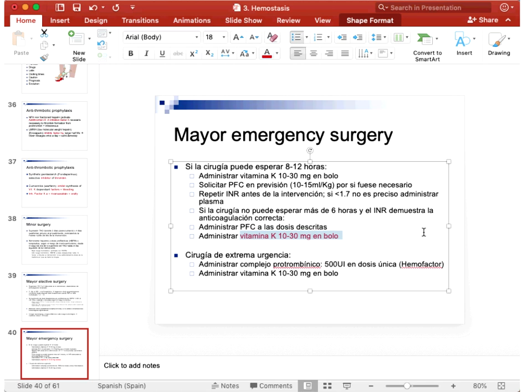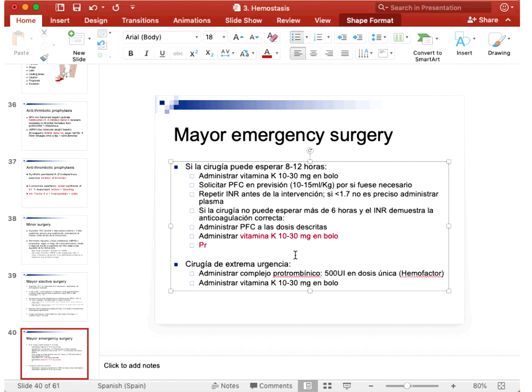That's an emergency, and let's assume that there's an extreme emergency and you have that patient on heparin. The counteractive medication of heparin is protamine. So if your patient is on heparin and you need to operate him right away, you need to reverse the effect of the heparin by administering protamine.